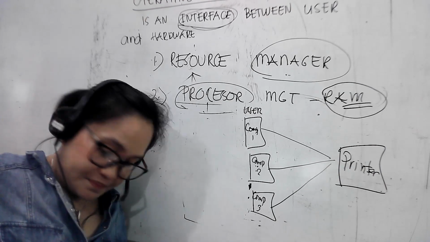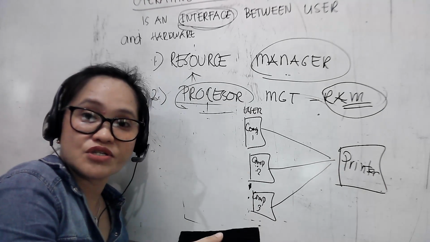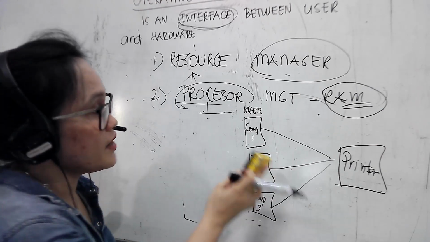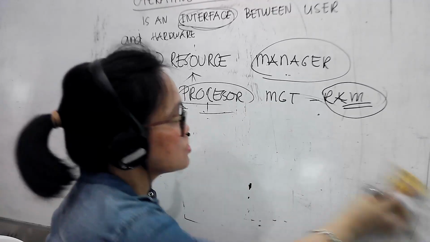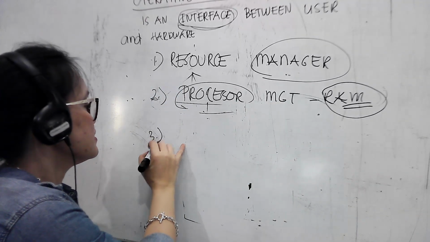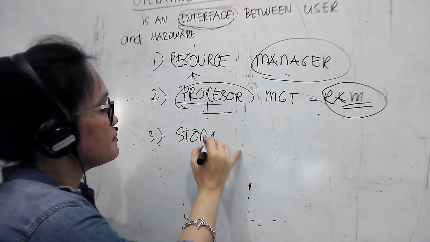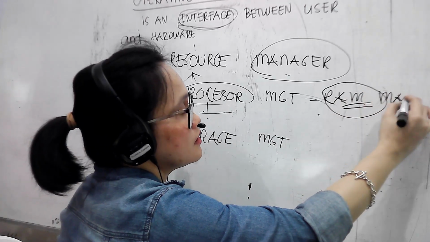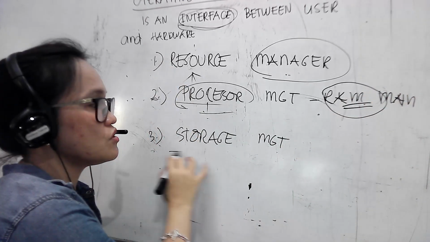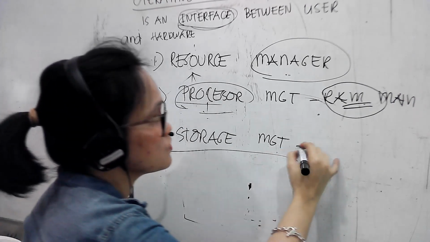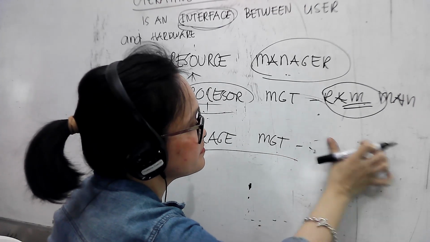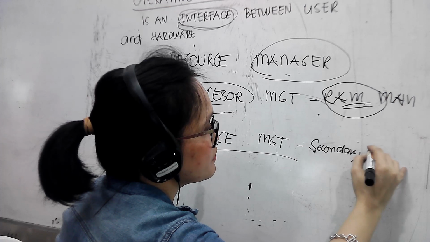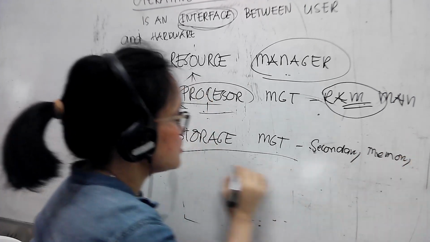Okay? So here comes the storage, because RAM and storage are actually the same in that they're both memory. However, storage management talks about this: when we say RAM is the main memory, storage is the secondary memory. This is what we call the disk.